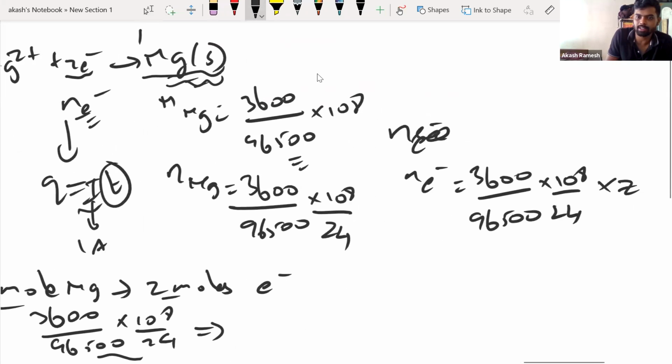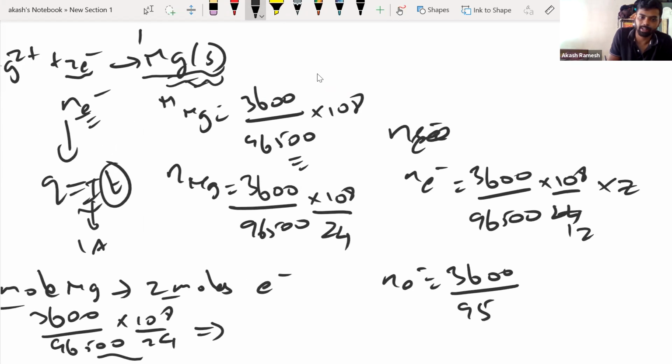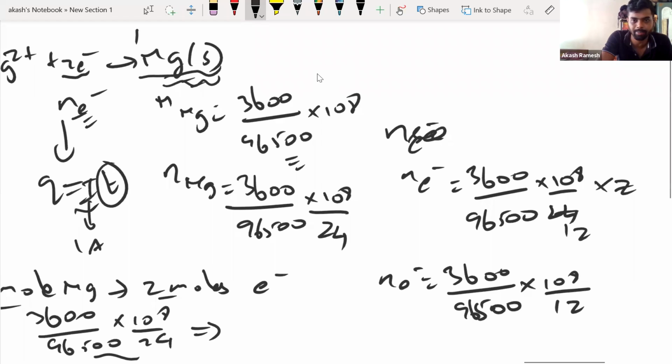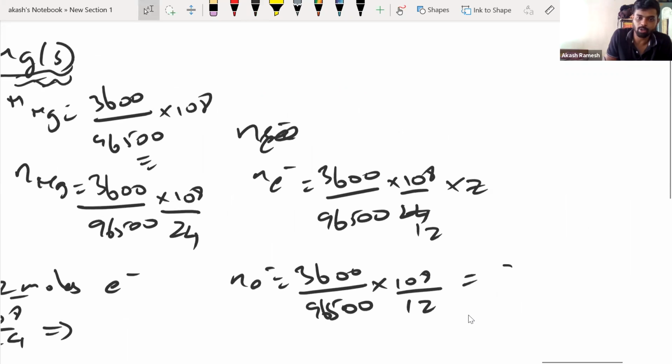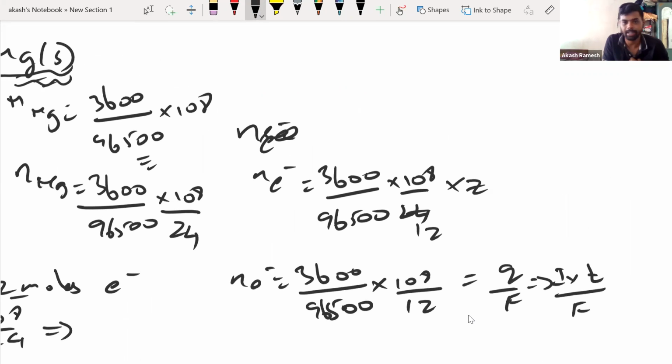So for now, I'll just cancel these two and write it as 12. So number of moles of electron is basically 3600 divided by 96,500 into 108 divided by 12. 108 divided by 12 will cancel, and if you want, you can cancel it right away, but I'll just keep it. So that is the number of moles of electron. And this number of moles of electron is equal to what? Q divided by F, or I can write it as I into T divided by F. F is basically 96,500.